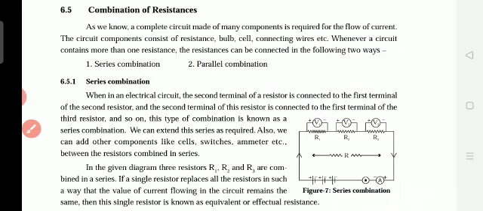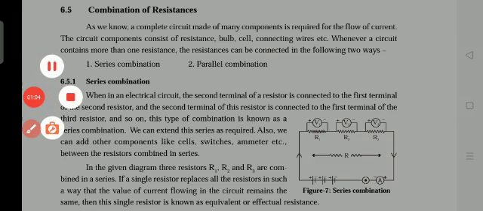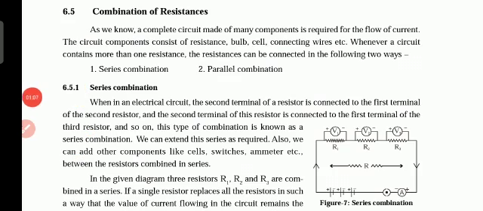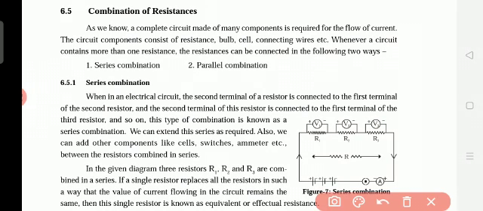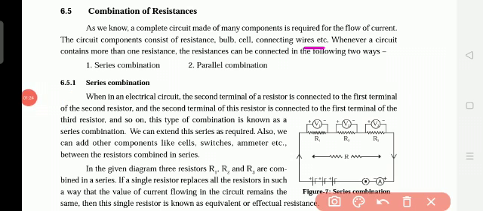As we know, a complete circuit made of many components is required for the flow of current. The circuit components consist of resistance, bulb, cell, connecting wires, etc. Okay. So series combination and parallel combination. So in this, what are the things we have in the circuit? Resistance. So these are the resistance. Then bulb, cell, connecting wires, etc. Wherever a circuit connects, now this is one circuit.